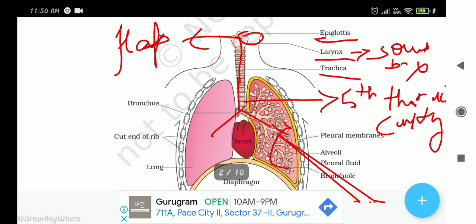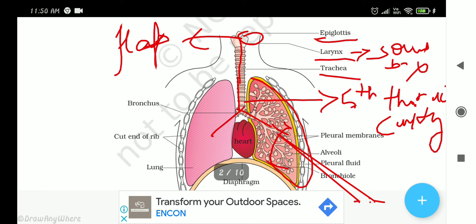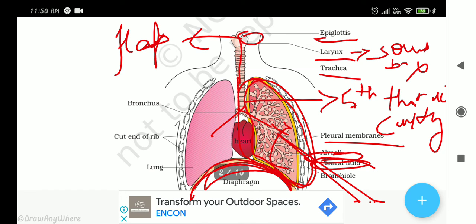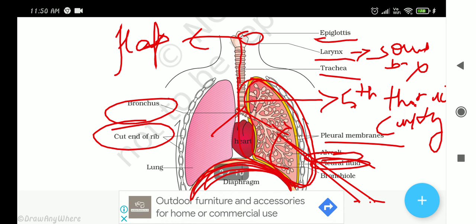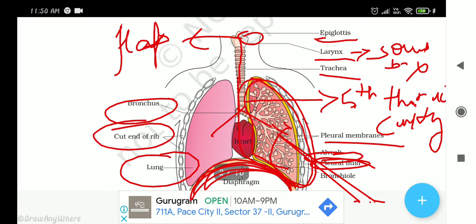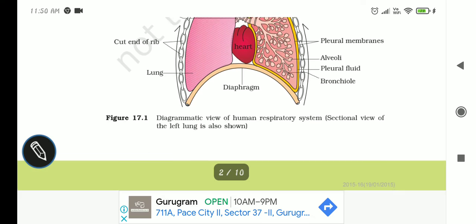And one more thing, we have the pleural membrane. The lungs are covered with a double-layered membrane called the pleural membrane, which is filled with fluid called the pleural fluid. This is the alveoli and bronchiole. This is the diaphragm, and this is the cut end of a rib, and the bronchus, lungs. So this is our respiratory system.